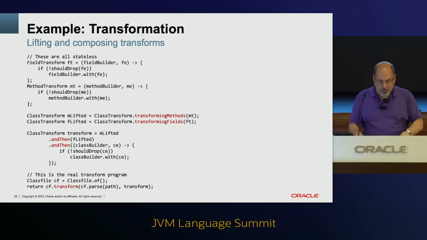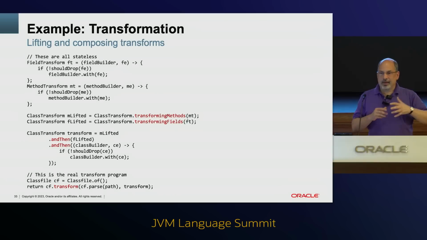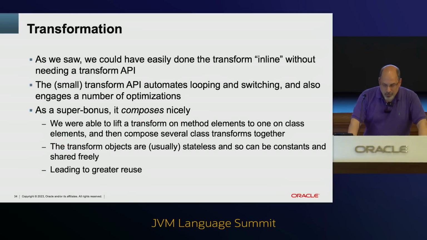And this was what we were aiming for, which is to be able to make these transforms, these things that are independent, can live separately from your code, be shared, be reused, and be composed cleanly, so that if you want to do A and B and C, you don't have to complete the transformation code for A and B and C. So we could have done the first thing, which is done the transform inline without needing a transform API, and we could have done that.